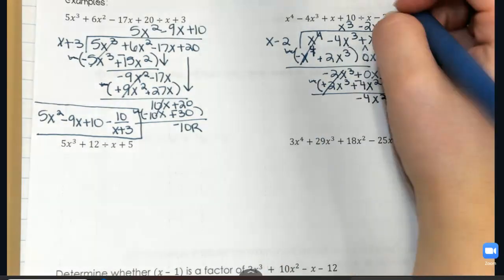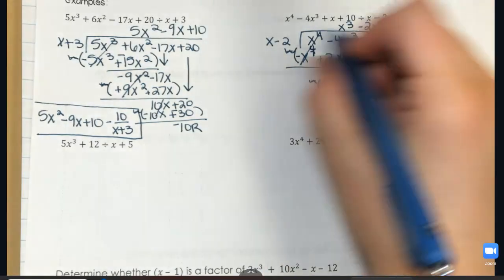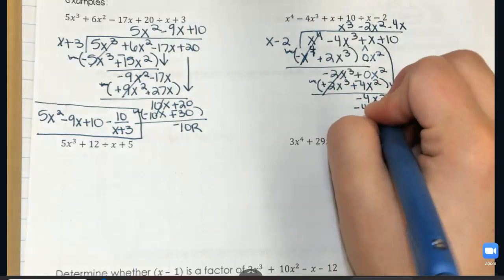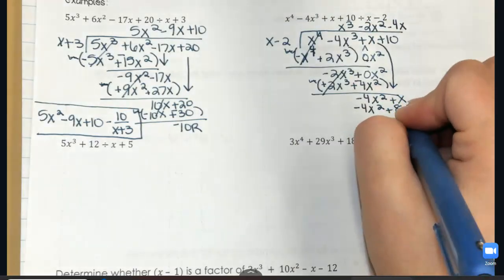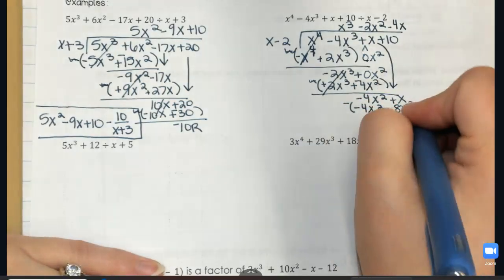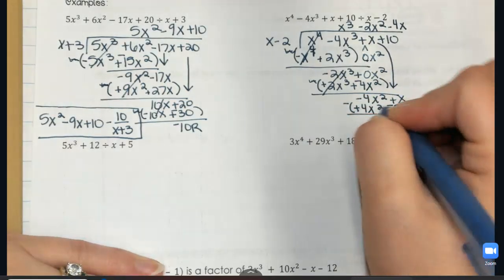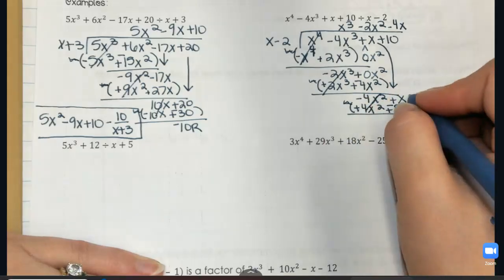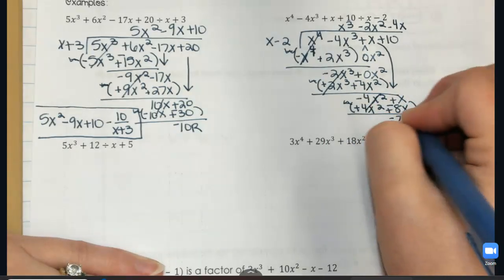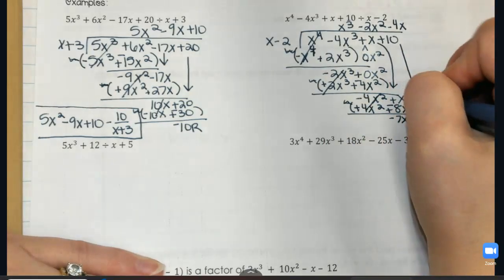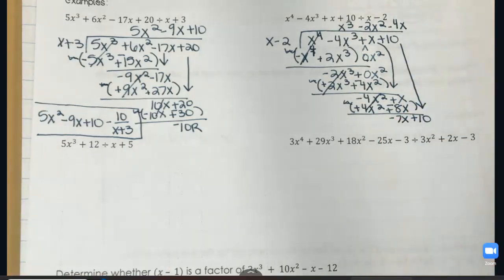Negative 4x squared divided by x is negative 4x. And then I'm going to multiply, and I get negative 4x squared plus 8x. Subtracting, distributing my negative. Those cancel. This is negative 7x. I'm going to bring down my last term, which is the 10.